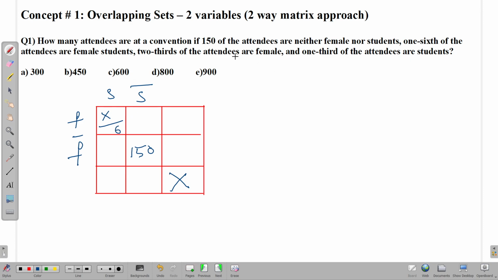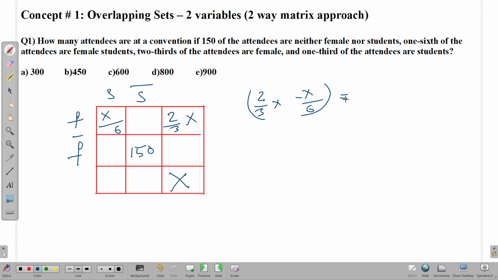2/3 of the attendees are female. That is total. Female total, which is this. So 2 by 3x. Again, remember this column is the sum of these two columns. So what do I have here in this column? In this particular cell, this row. So I get 2 by 3x minus x by 6. What do I have here?